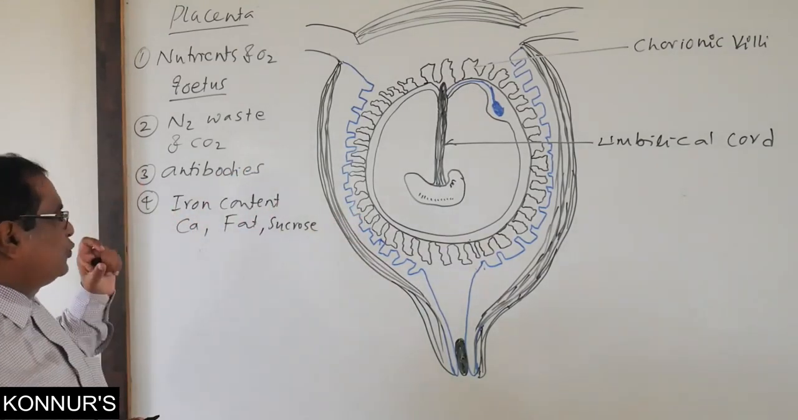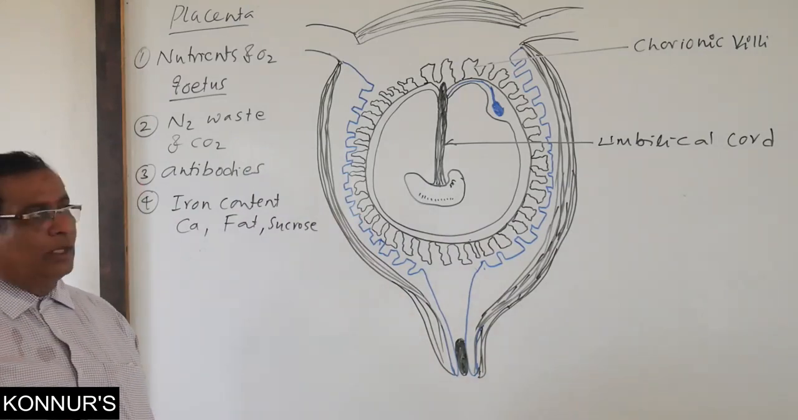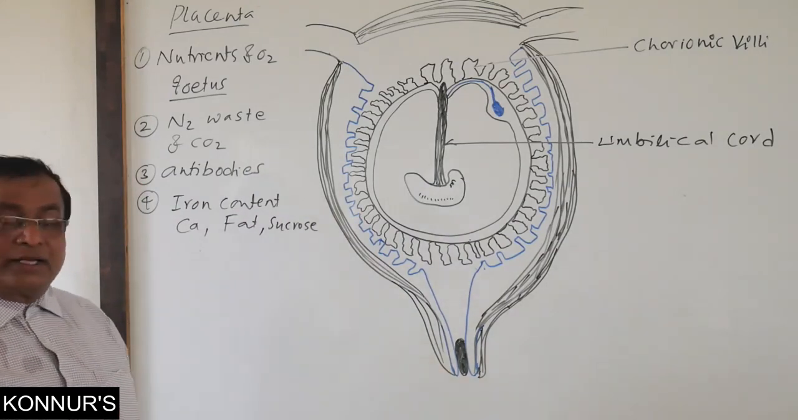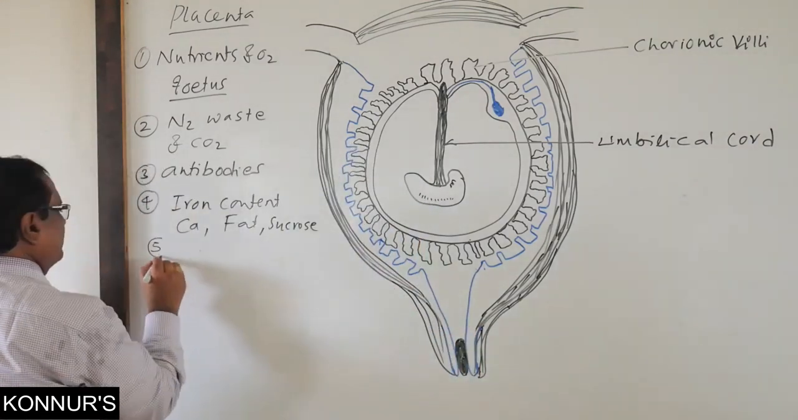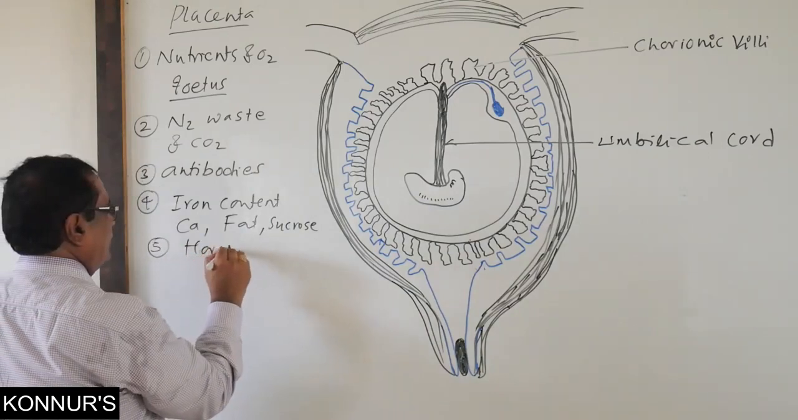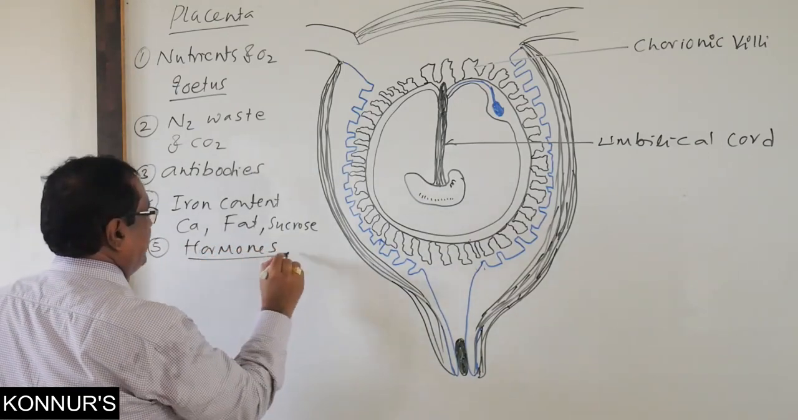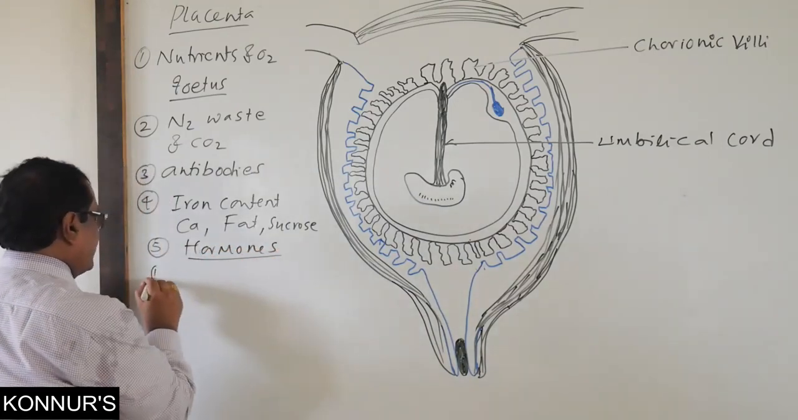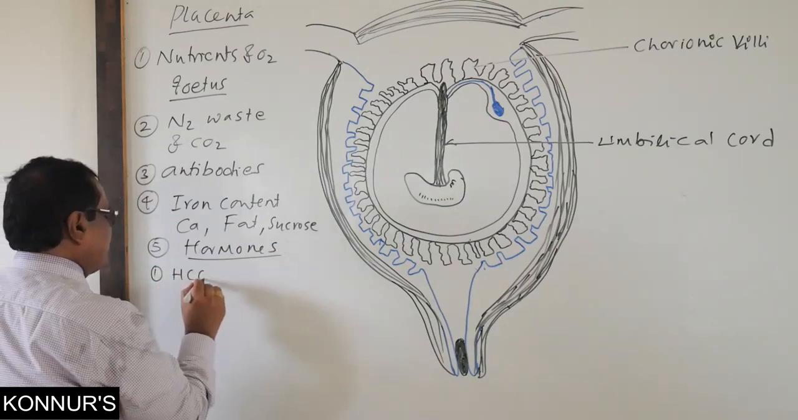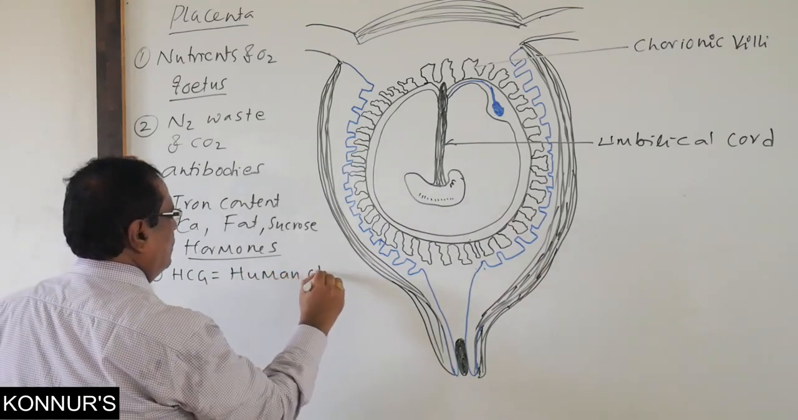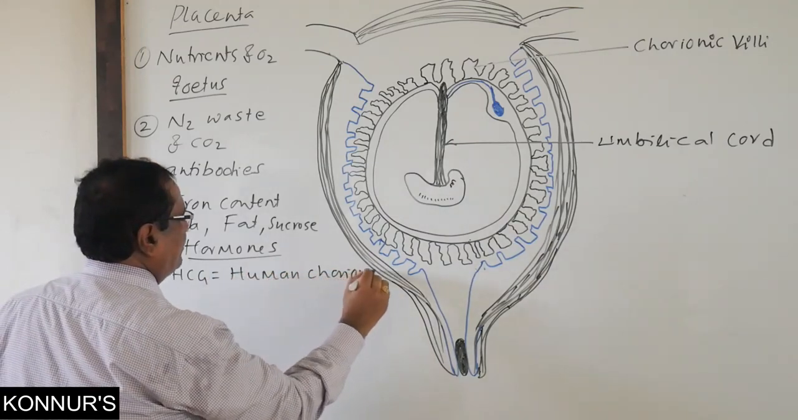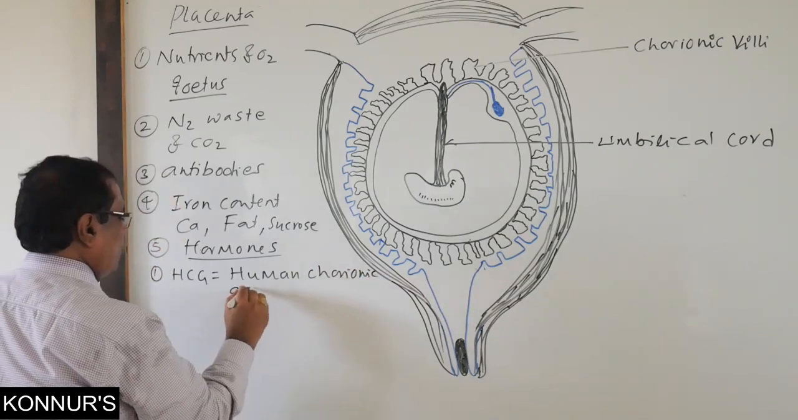In addition to this, the placenta secretes some hormones. Hormones secreted by the placenta: the first one is HCG, human chorionic gonadotropin.